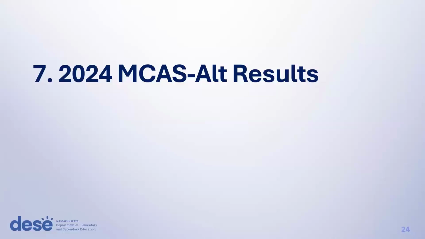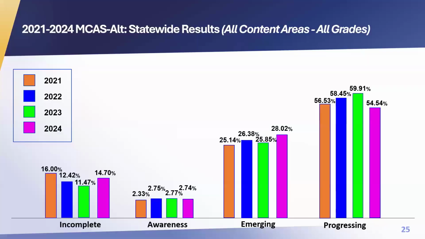I want to talk briefly about the MCAS-Alt results for 2024. Let's look at the results in aggregate. What did we see last year in terms of statewide results? We see a pretty similar trend to the past few years, in the sense that we've always had between 11 and 16% of the portfolios incomplete. About 3% were in the awareness range.